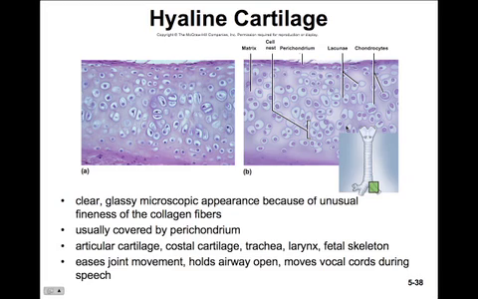It's usually covered by a perichondrium. Articular cartilage, the costal cartilage, that is the cartilage between the ribs and the vertebrae, the tracheal rings and cartilage, the larynx, and the fetal skeleton are all produced from hyaline cartilage. It allows ease of joint movements, it holds airways open, and moves the vocal cords.